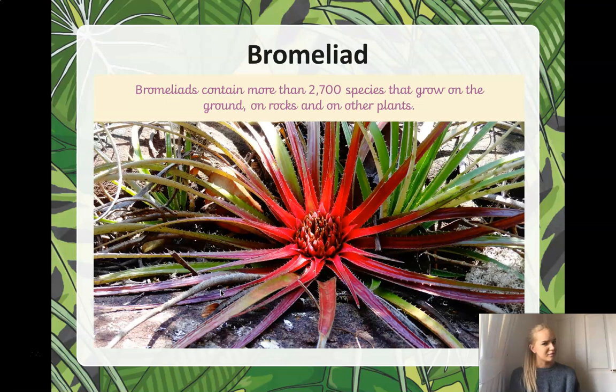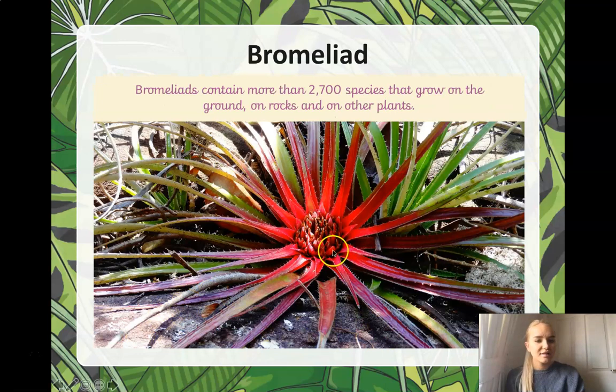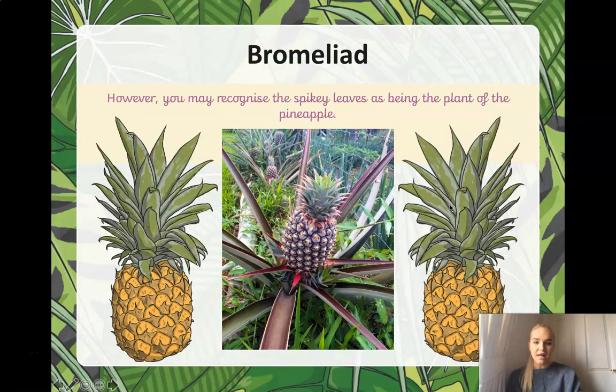Another plant, now this is a pretty funny plant. I've not seen this one before. It's called the Bromeliad. And the Bromeliad has more than 2,700 species that grow on the ground, on rocks, and even on other plants too. And they are huge. However, you might notice that these bromeliads are quite spiky. Well, actually, you might notice these spiky leaves because the spiky leaves of a bromeliad are part of the pineapple.